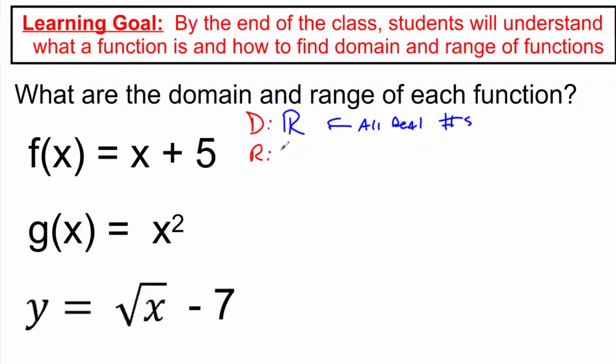So I'm going to do the same thing here. I'm going to say that the range for adding 5 to a number is also everything. There are no restrictions on what I can plug in, and there are no restrictions on what's going to come out of this function, for what we call linear functions like x plus 5.